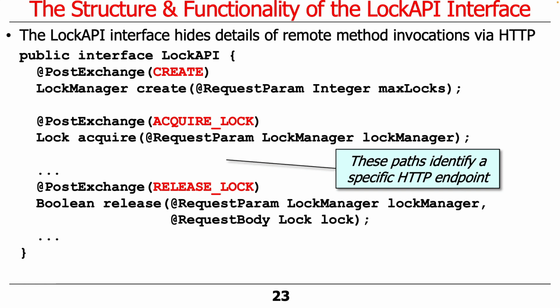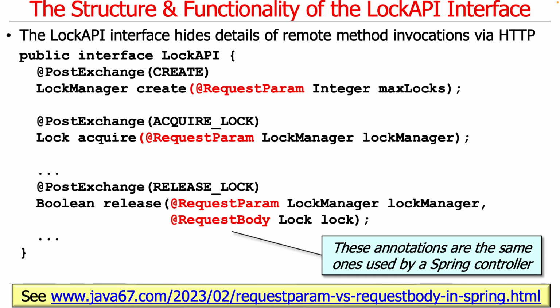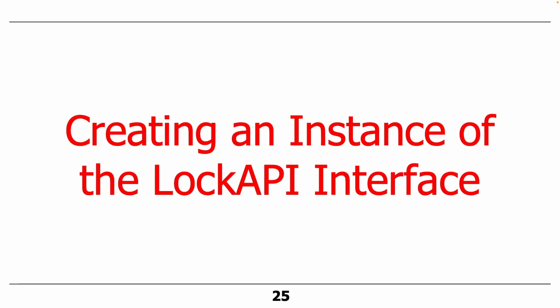We have the same paths. This, again, is why we want to use constants, not string literals. So if we make changes, it all goes in one place. We don't repeat ourselves and have to make changes that can be inconsistent. And these annotations here, RequestParam and RequestBody, are exactly the same that are used by the Spring controller.